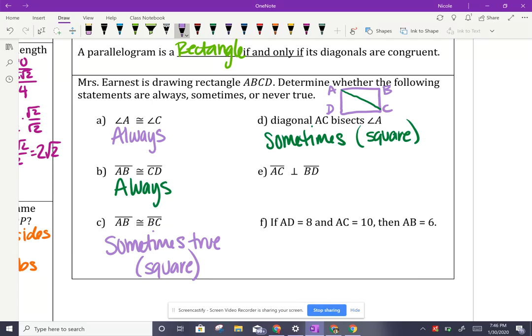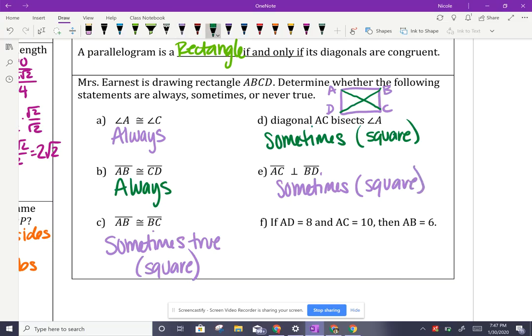Now it says AC is perpendicular to BD. So that's saying the diagonals AC and BD are perpendicular. So again, that's not something required for a rectangle, but it sometimes happens when it's a square.